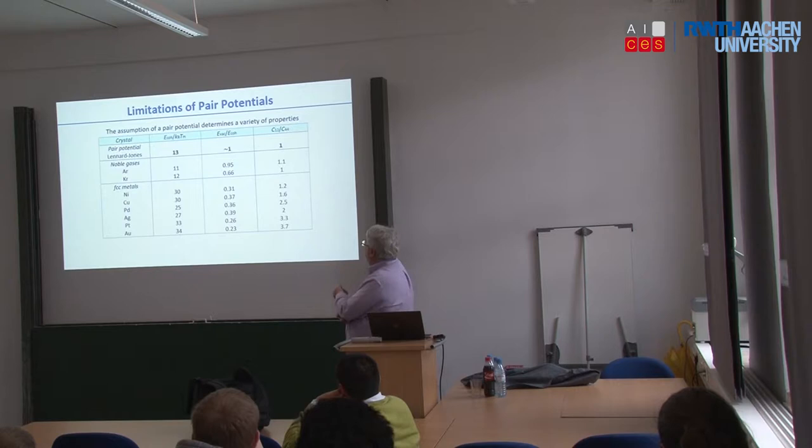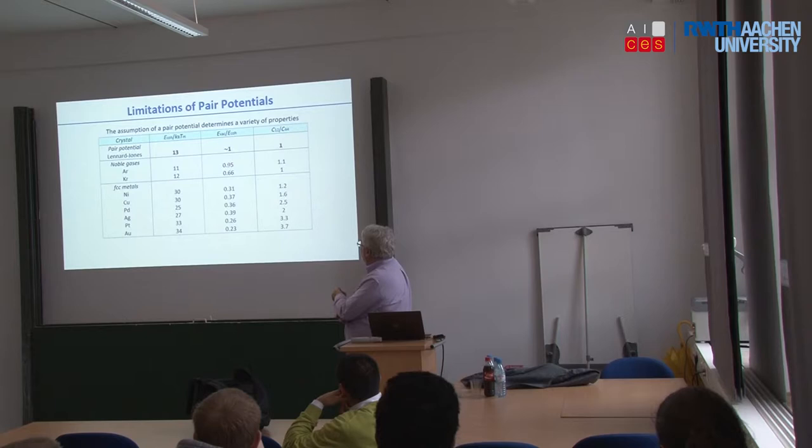What's the vacancy formation energy? This is vacancy formation energy in solids, these are actually noble solids in this case. You can see here, one is about 0.95, which is close to the one from the Lennard-Jones, one's lower, but all these are a third to a quarter of that value. They're nowhere close. What's the ratio of C12 to C44?